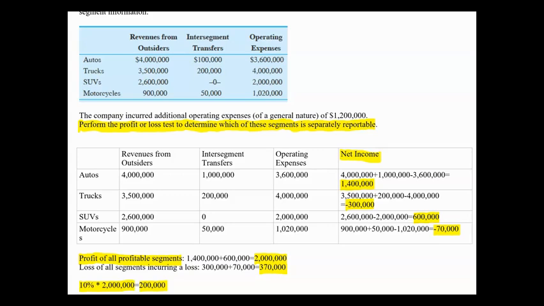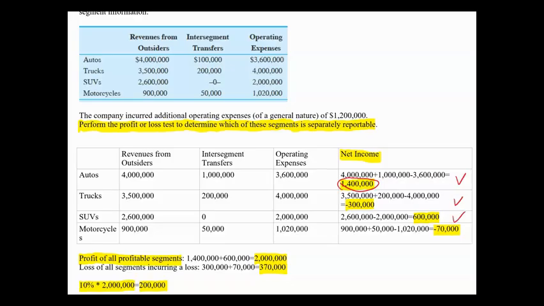So the first, autos, its net income is 1.4 million. It's larger than 200,000, which means that this segment is reportable. And the second one, trucks. So trucks have a loss of 300,000. So in absolute term, it's 300,000. It's also larger than 200,000, which means that it's also reportable. And the third one, SUVs have a profit of 600,000, larger than 200,000, so it's also reportable.